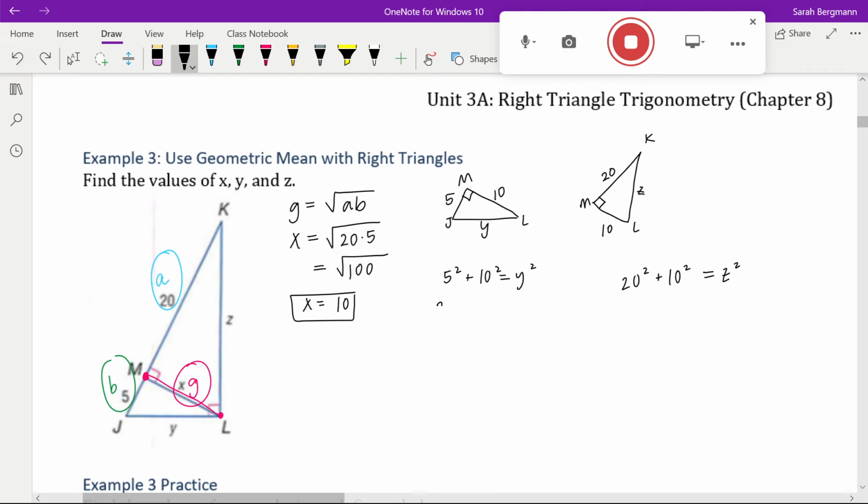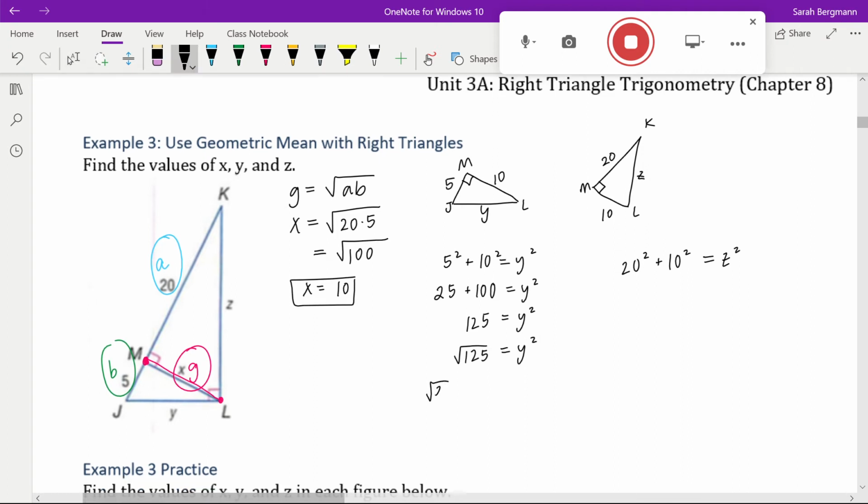So if I simplify this, I get 25 plus 100 equals Y squared. Then square root both sides. I know that the perfect square 25 goes into 125 5 times. Whoops, on the previous line I should just have Y. Once I take the square root, it's just Y. The square root of 25 is 5. So I got Y equals 5 radical 5.